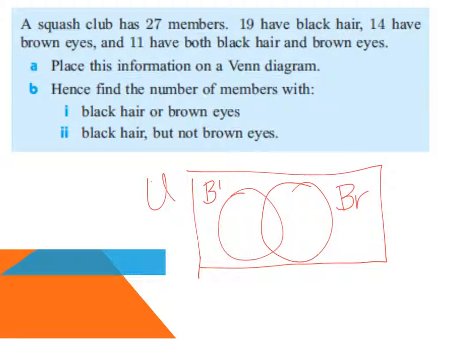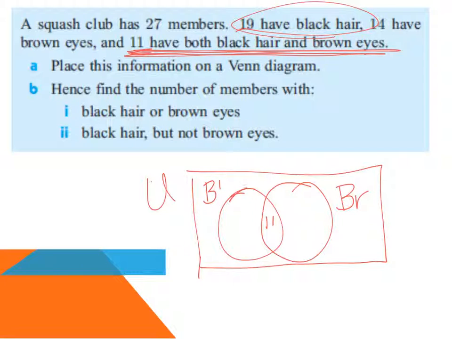And now I need to figure out where all this information goes. So again, I want to start with my intersection. Here it tells me 11 have both black hair and brown eyes. So those 11 must go in the intersection in the middle. Then it tells me that 19 have black hair. So here's my black hair circle. I already have 11 of them in that circle. So 19 minus 11 gives me 8 more that need to go in black hair.